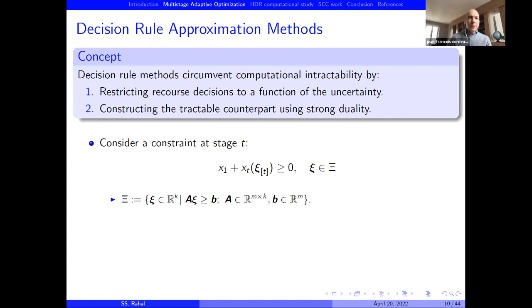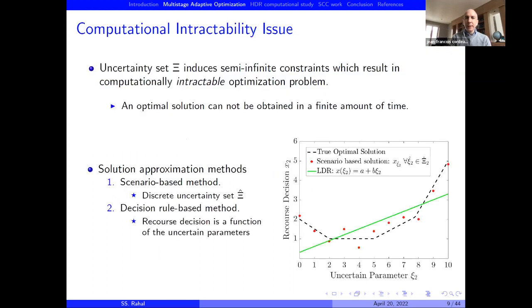Yeah, sorry to interrupt you. Just a quick question of clarification. So what distinction do you make between classical multi-stage stochastic programming and multi-stage adaptive optimization? So what does the word adaptive characterize here?